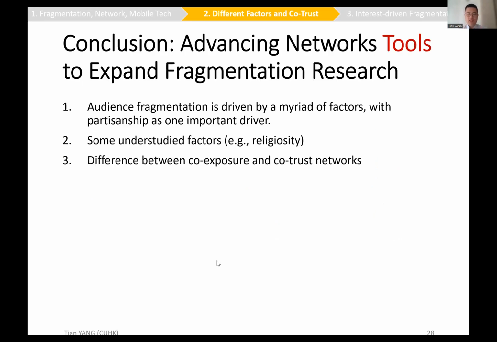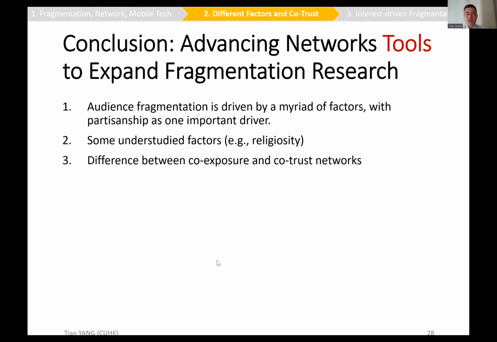To wrap up this study, we advanced some network tools to expand fragmentation research. We show that audience fragmentation is driven by an expanded set of factors, and some understudied factors could also explain audience fragmentation dynamics. It's not just about partisanship.